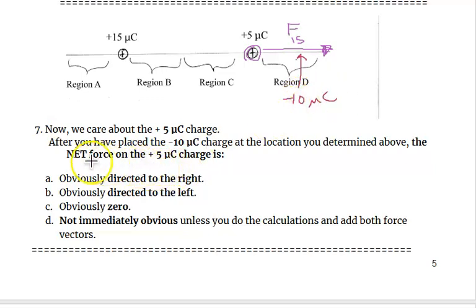And now we care about the 5. So the 5 is repelled by the 15, and the 5 is very much attracted to the 10, because these two are opposite, so it's attracting the 5. So we got two forces to the right, so it is obviously directed to the right, because they're both pulling it right. One by repulsion, one by attraction.